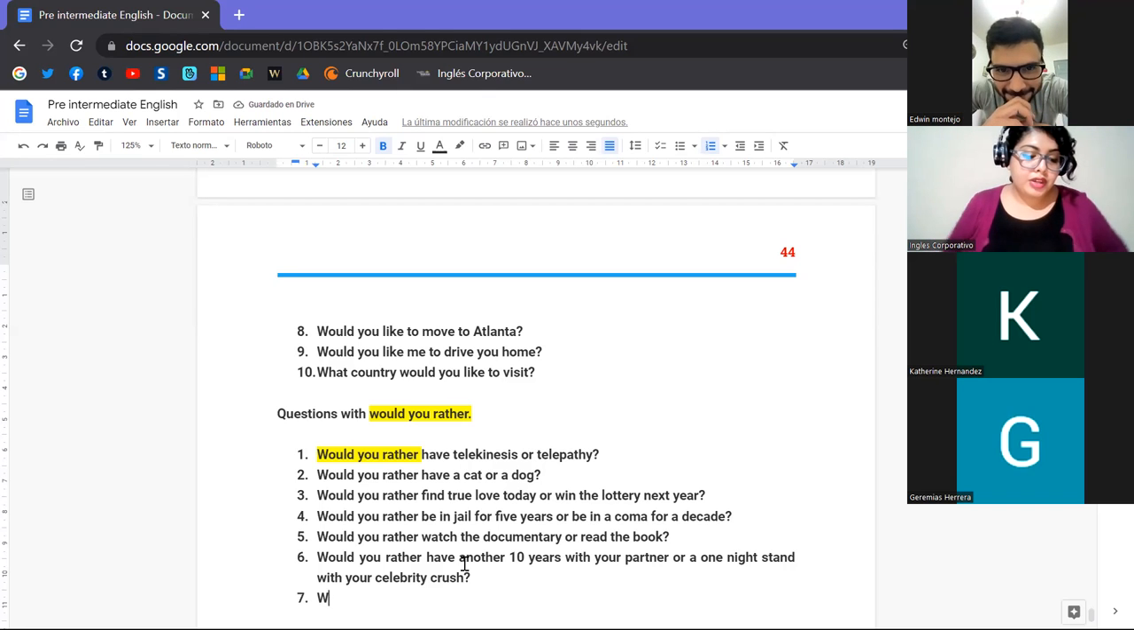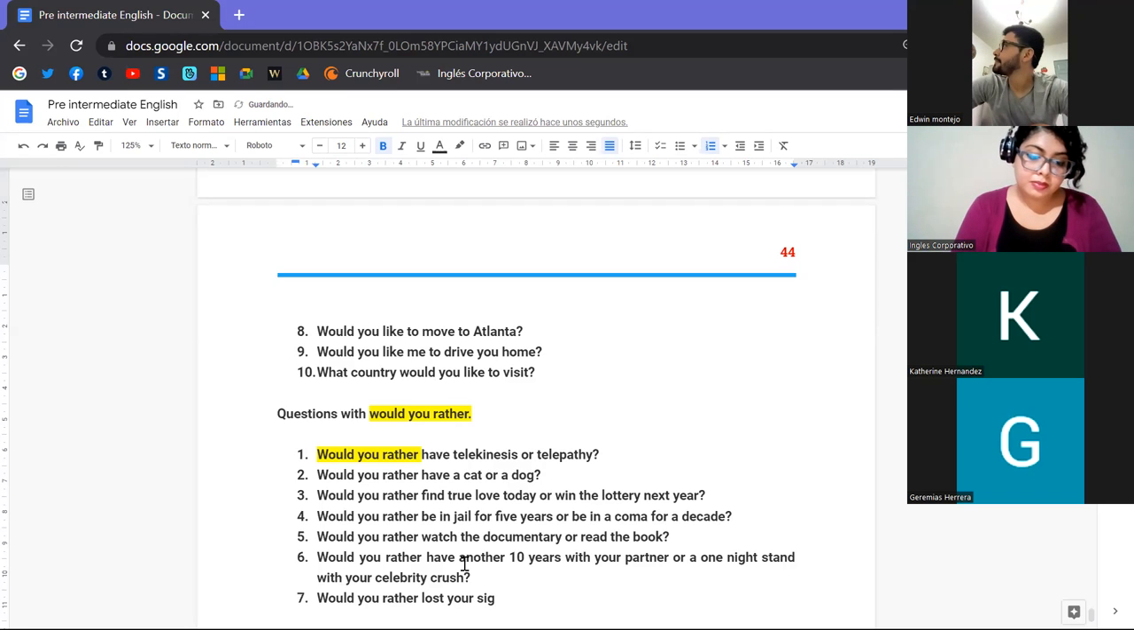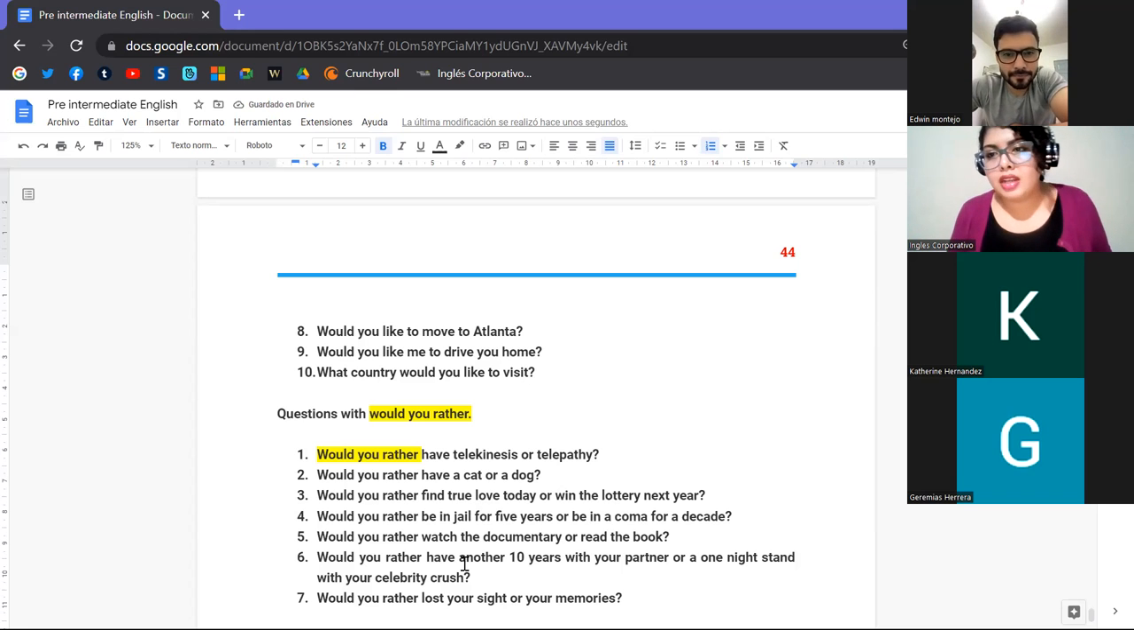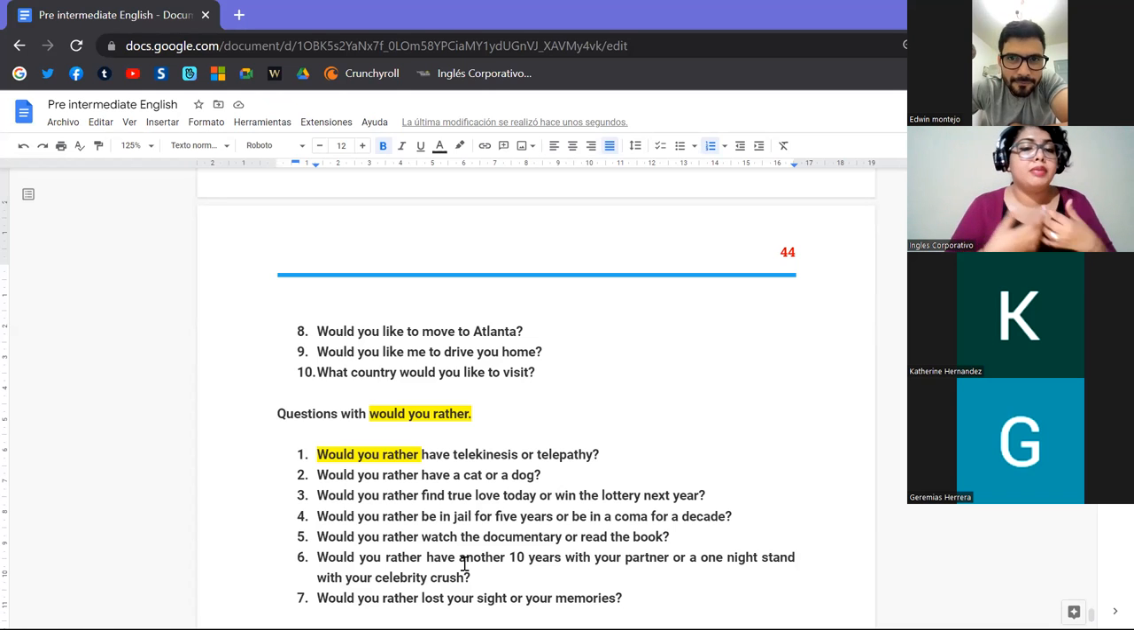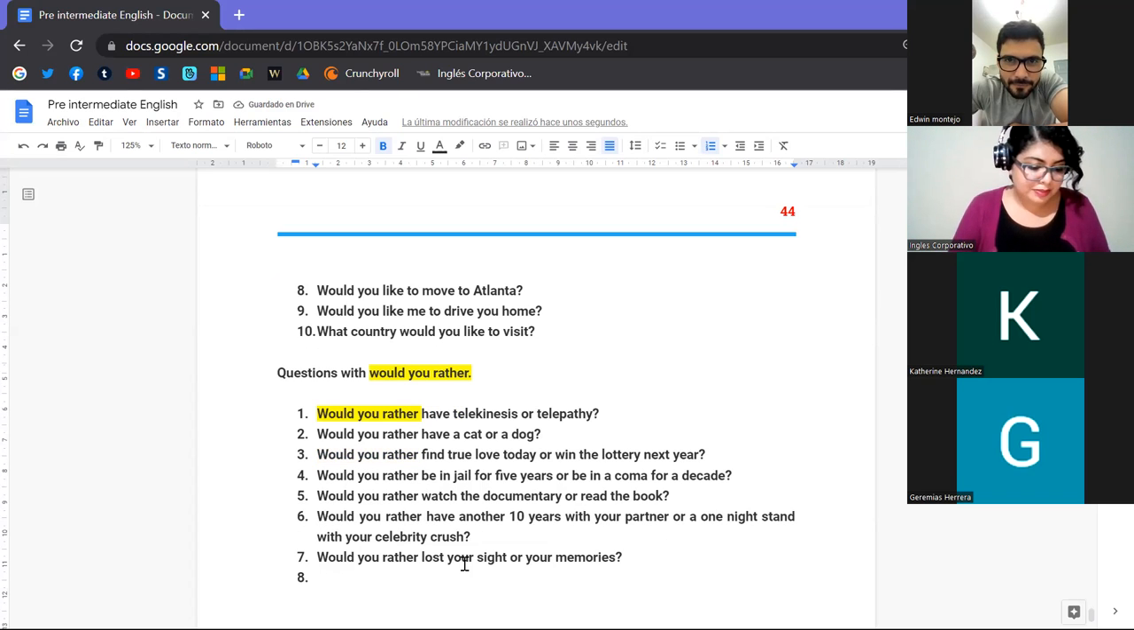Number seven. Would you rather lose your sight or your memory? Sight. I think in this question, it's depending on the kind of memories that you have. In the case that you have really bad memories about your life, you are going to answer your memories. But if you have really good memories and things that you want to keep in your mind, you are going to answer your sight. It is not like a good thing, but I don't know.